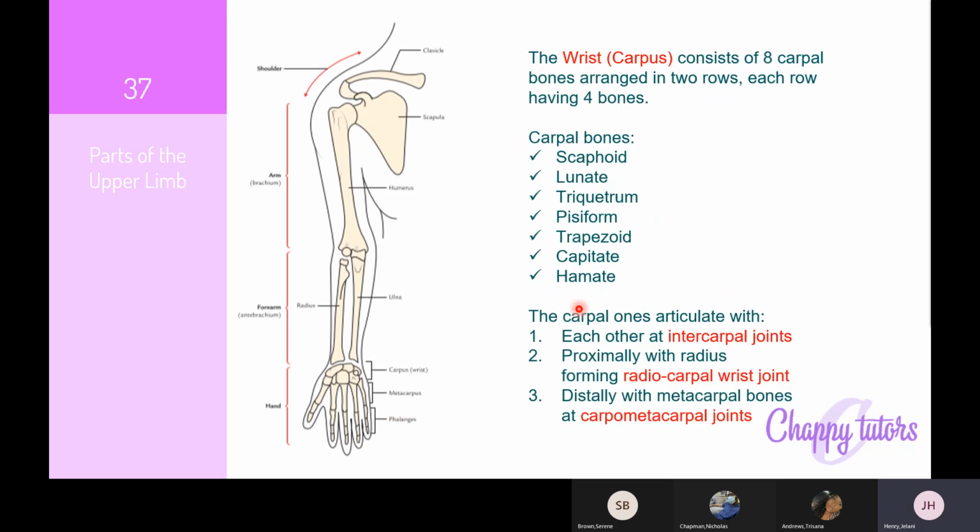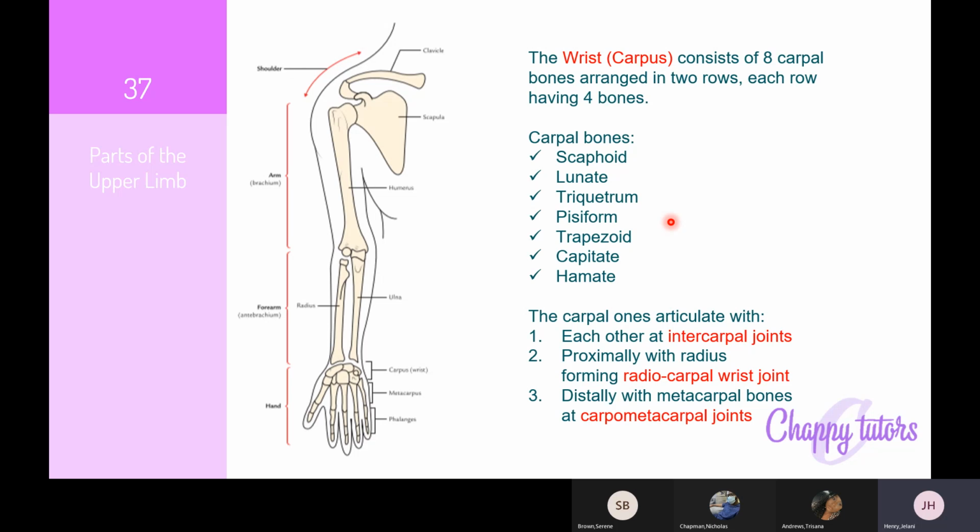Right, so getting into the wrist, part of your hand. The wrist actually has 8 individual bones, right? And those 8 bones are arranged in 2 rows, each row having 4 bones. The names of the bones of your wrist are the scaphoid, lunate, triquetrum, pisiform, trapezium, trapezoid, capitate, and hamate. This list here. And these bones are referred to as the carpal bones. So those are the bones of the wrist, right?